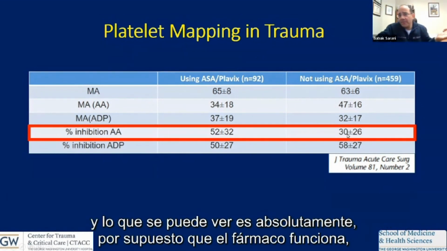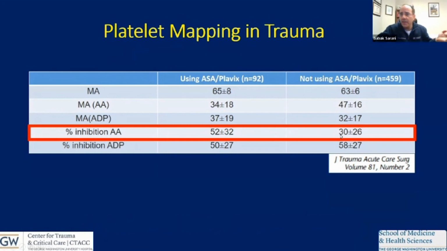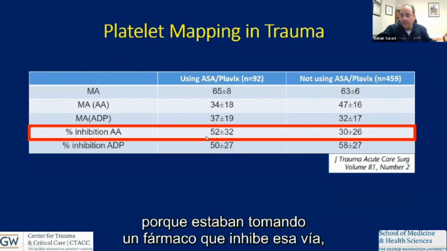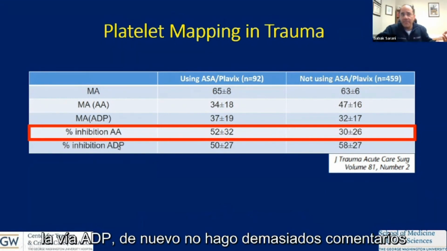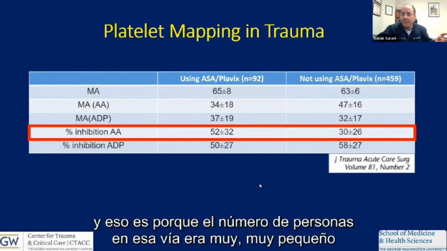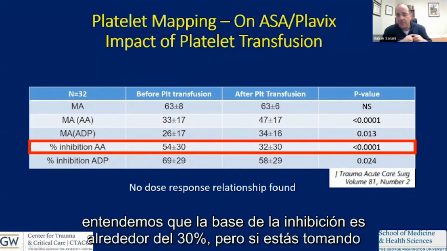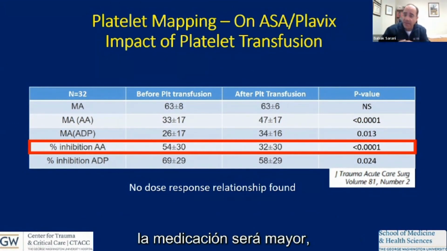And what you can see is absolutely, of course, the drug works. You can see in the aspirin pathway, percent inhibition went from 30% to 50% because they were taking a drug that inhibits that pathway. The ADP pathway, again, I do not make too many comments about, and that's because the number of people on that pathway was very, very small in the study. And then we said, okay, we understand that the baseline inhibition is about 30%, but if you're taking the medication, it'll be higher. Medication does work.